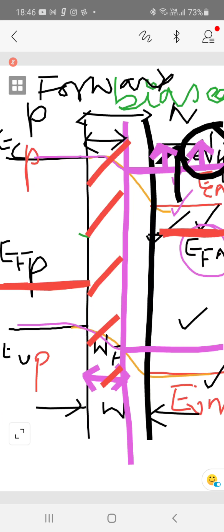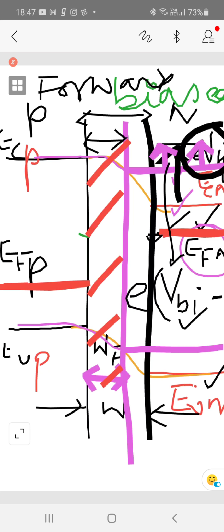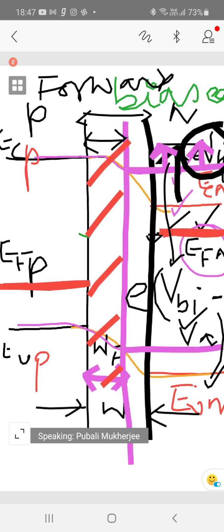And if VA is the magnitude of the forward bias voltage applied, then the barrier height is given by e into (VBI minus VA). VBI was the unbiased situation, minus VA, the amount of applied forward bias potential. We'll discuss charge flow later. So since this barrier height has decreased, it was eVBI before, now it is e(VBI minus VA).